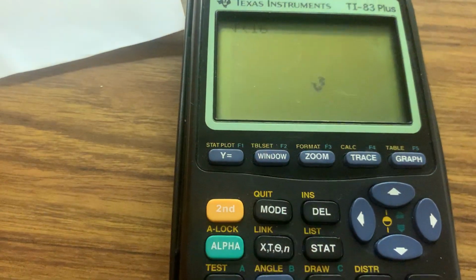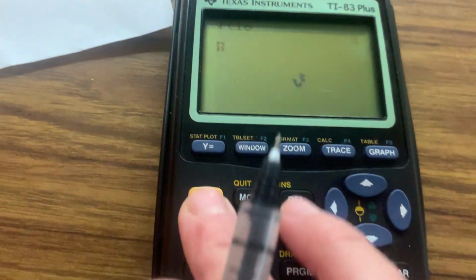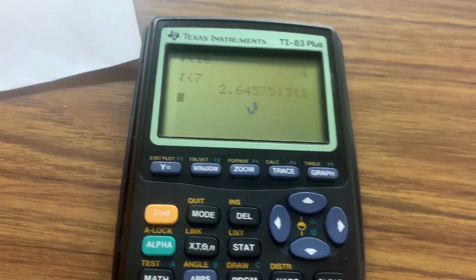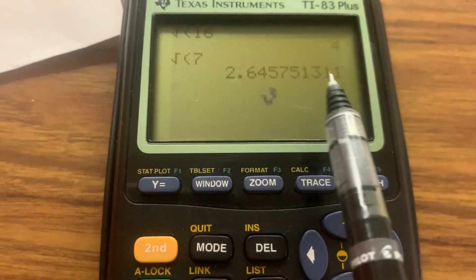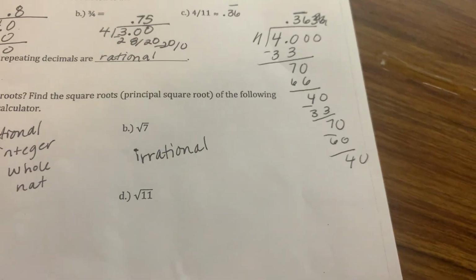Square root of 7. Go to second, square root, 7. Oh, that doesn't repeat, and it doesn't end. So it's an irrational number. So it's our first irrational number. It can't be written as a fraction with p over q.